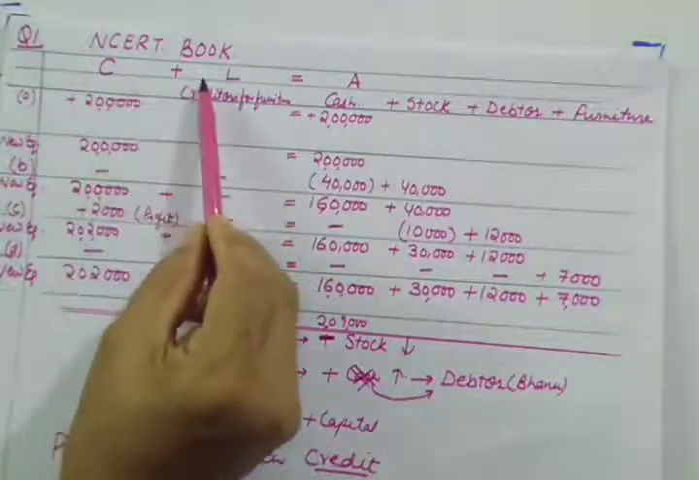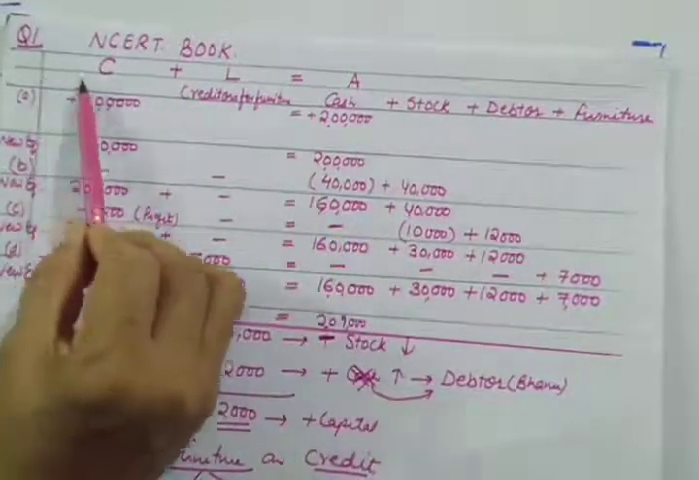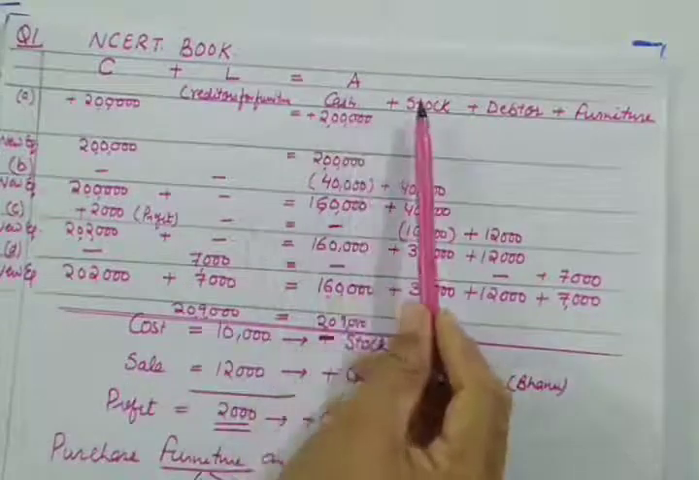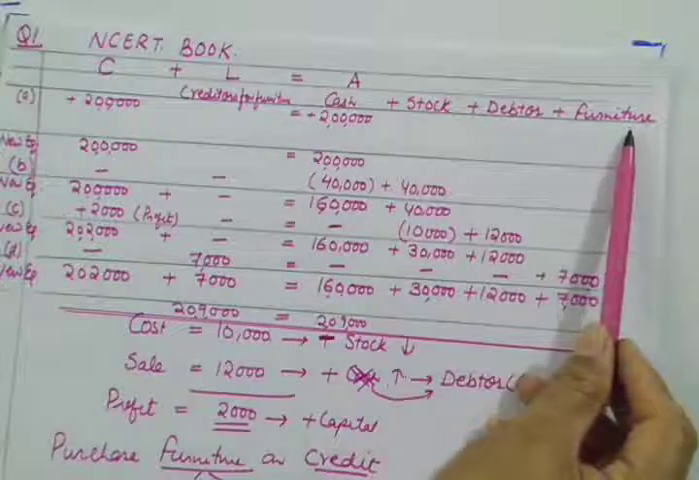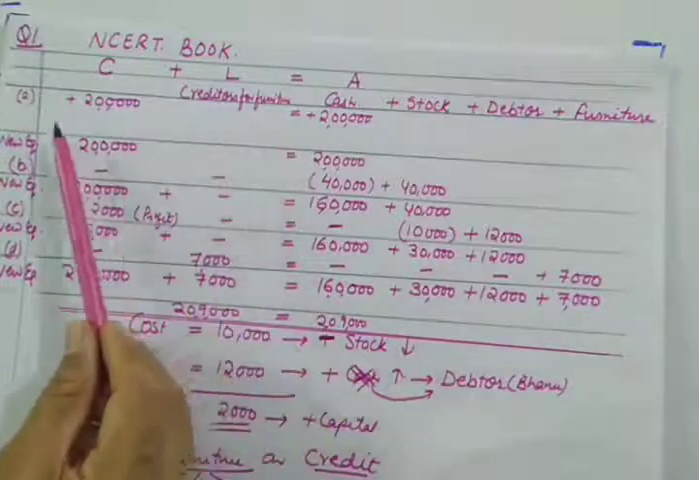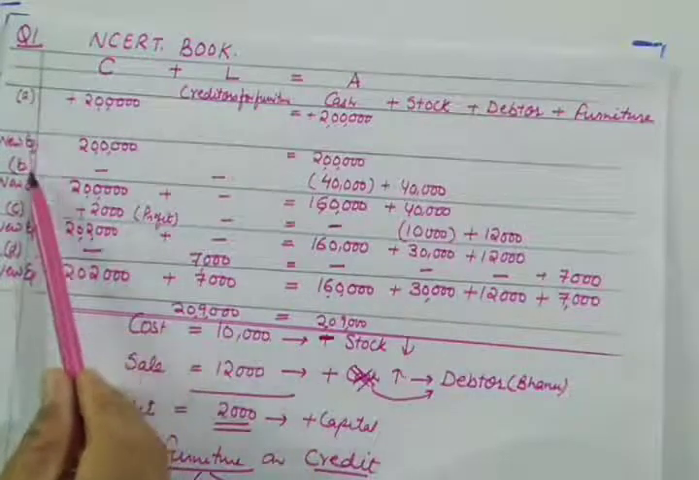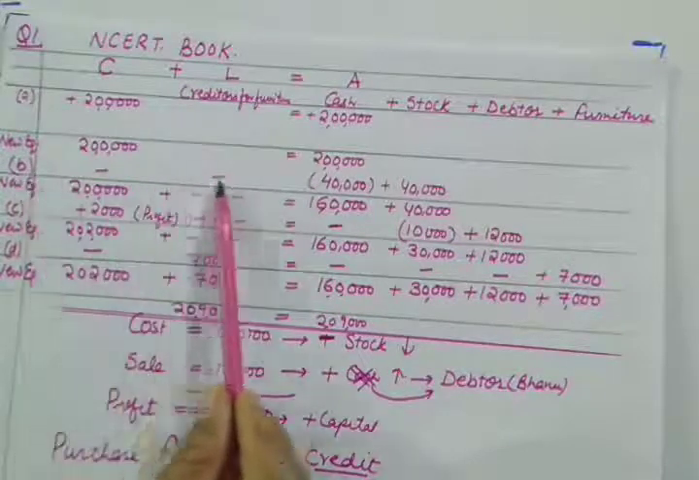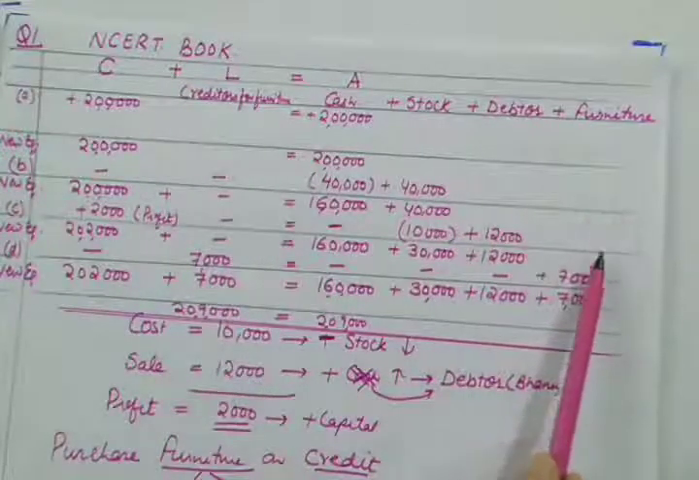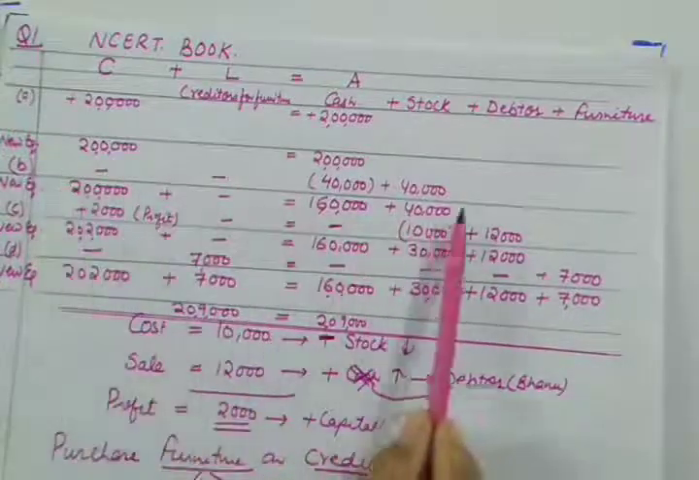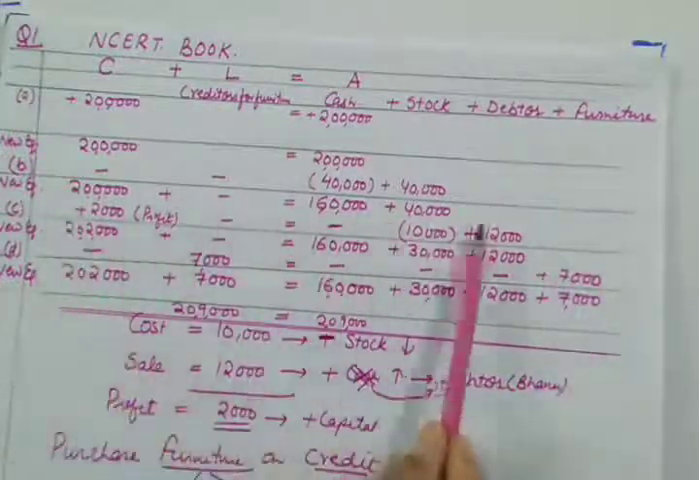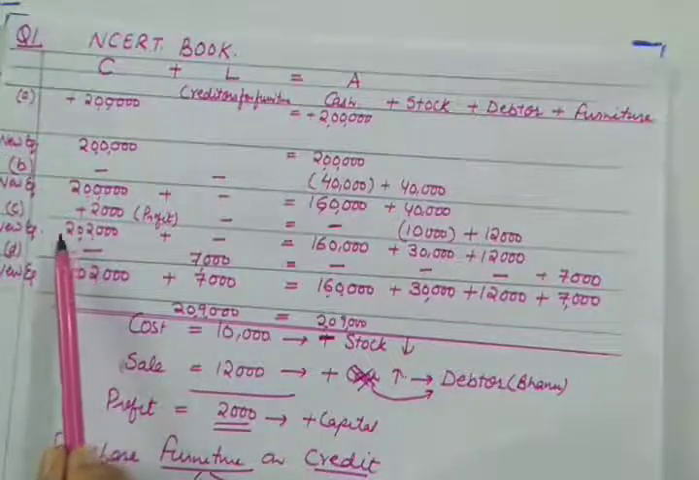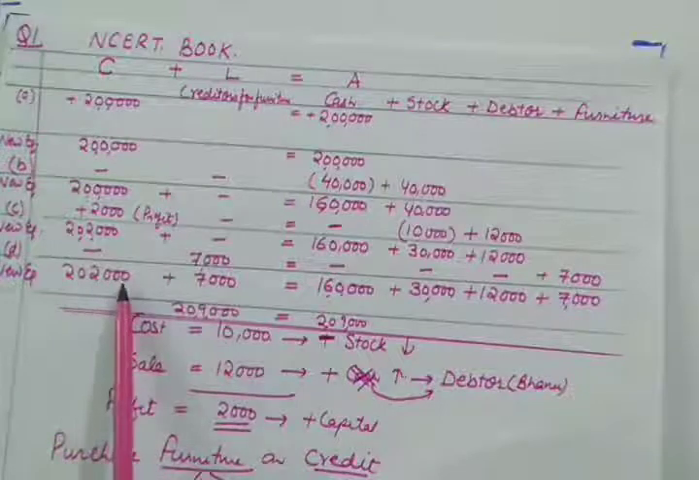Here you will be writing C plus L is equal to A. After that, leave one full line. And why you are leaving this line? Because we want to write variety of assets here and liabilities also. And moreover, after every transaction, you have to write new equation. So you will put a line. I have drawn this line just to save your time. Otherwise, every time you need to put this horizontal line for new equation. Then effect of this transaction, then new equation. Effect of this transaction, new equation.